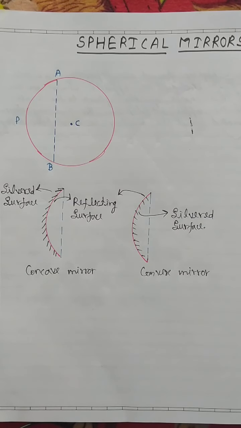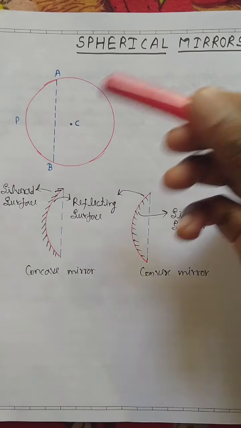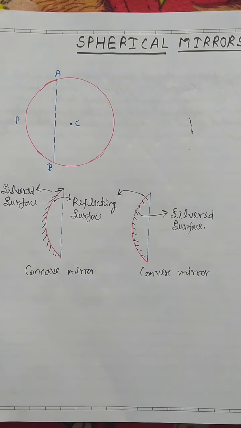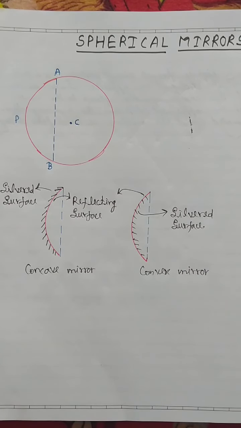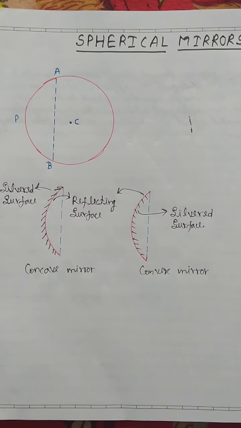Hello students, today we will start spherical mirrors. We know that spherical mirrors are of two types: first, the concave mirror, and second, the convex mirror. Now, let us start with spherical mirrors.